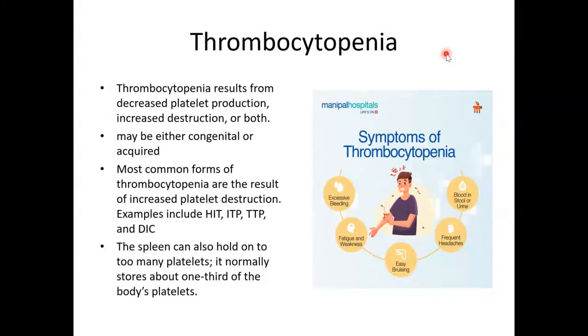So thrombocytopenia results from decreased platelet production, which we just talked about, increased destruction, or both. It may be either congenital, something that they're born with, or it can be acquired, and acquired is more common. Generally, they're secondary to viral infections or drugs or chemotherapy. There's multiple reasons. Most common forms of thrombocytopenia are a result of an increased platelet destruction. There's something that is destroying somebody's platelets.